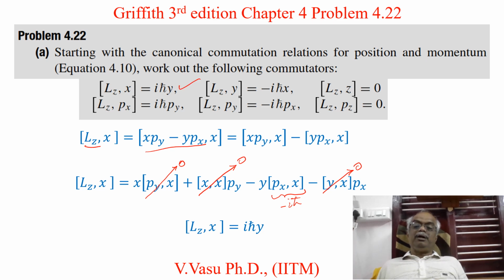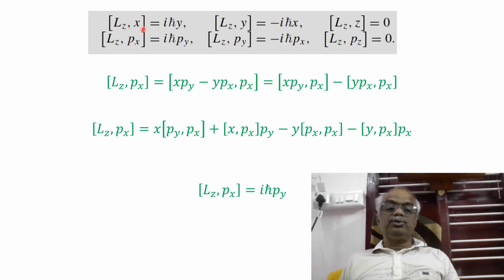In the same method, you can do the second one. And the third one, obviously, you know that the z component of angular momentum will commute with z. So this will be 0 by simple logic. This is also 0. For the second one, you can do a similar approach and you will get the result. Then we will move on to the next section. So we have completed the first row. Then we will go for the second row.